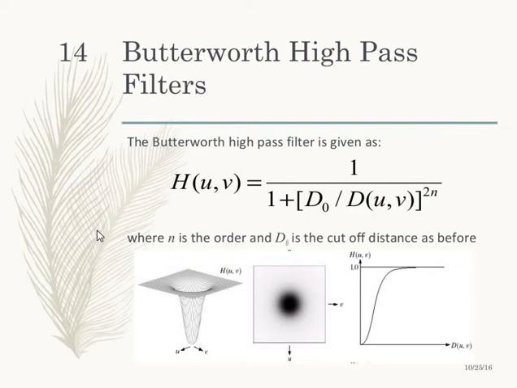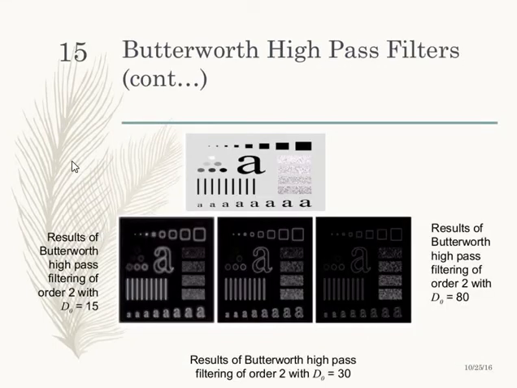This is another form of high pass filter, the Butterworth high pass filter. It uses a D function, which is the cutoff distance of the image. It uses the same method, but the transition at the cutoff distance is very smooth. Next, we can see the different results of the Butterworth filtering. Here we can see the applied frequency is very smoothed out and the edges are detected.